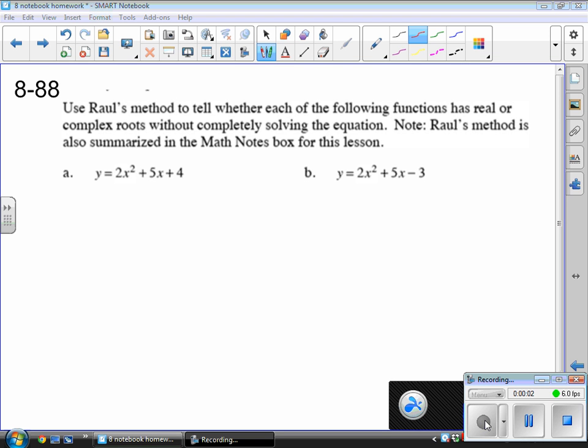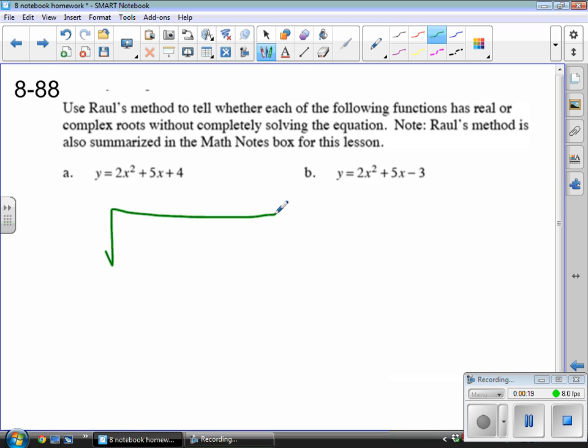This is problem 8-88 from section 8.2.2. Basically, it goes through a scenario and is saying I can use the quadratic formula to decide whether I have a complex root or a real roots. And what this is, you're going to look inside the square root of the quadratic formula, which inside the square root is this part.